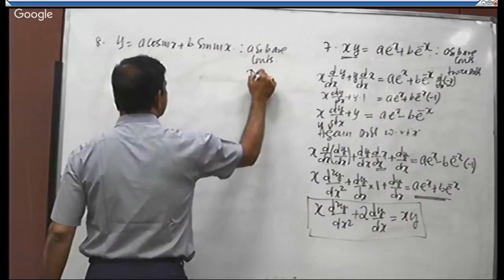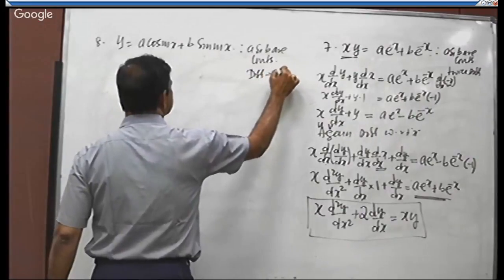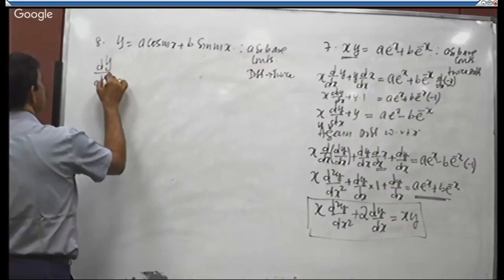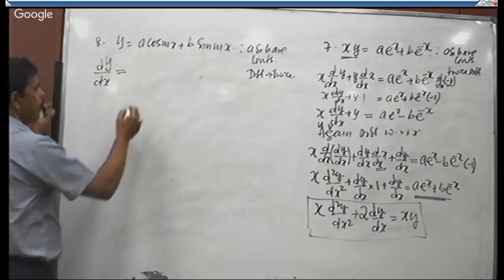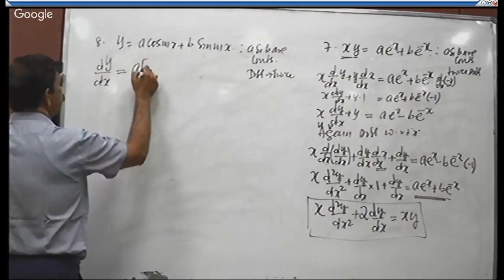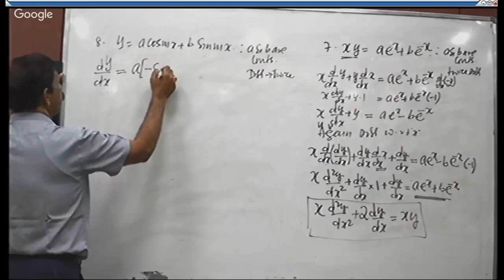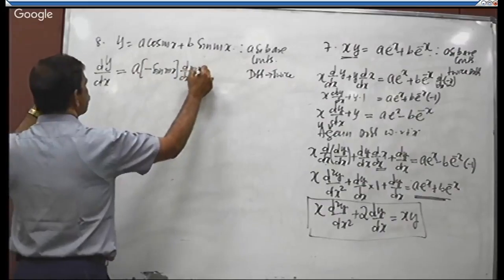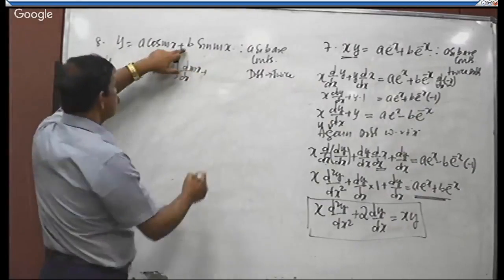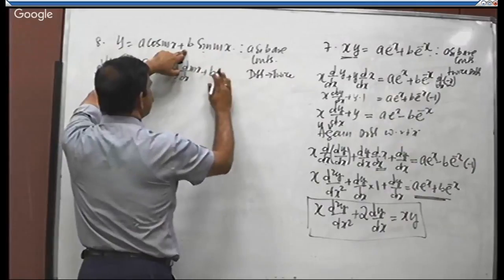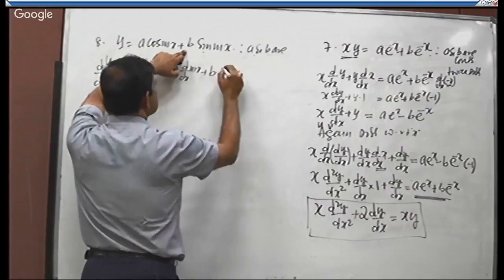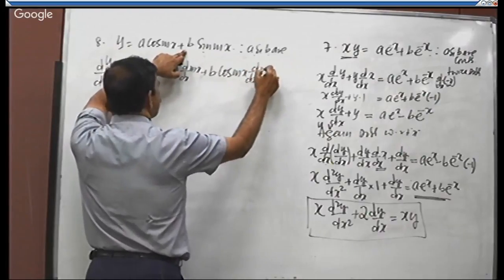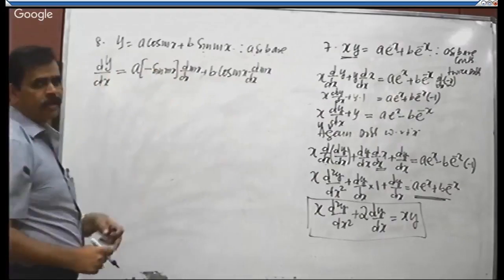Differentiate twice. Therefore, differentiating y, dy by dx is equal to, keep the constant as it is, the differentiation of cos is minus sine mx into the differentiation of mx, right? Plus, keep the constant b as it is. Differentiation of sine is cos mx into d by dx of mx. Differentiation of the mx function, right?